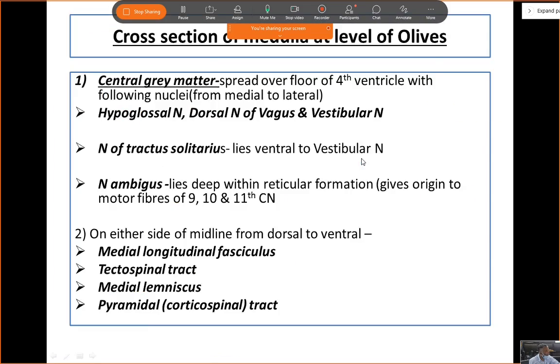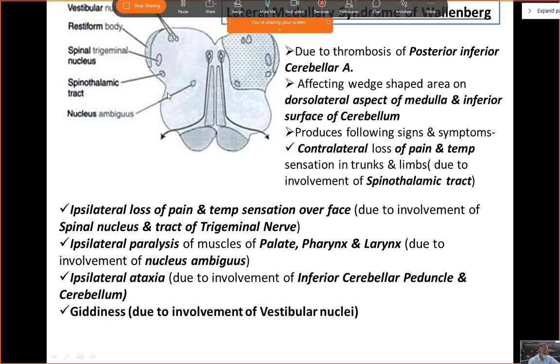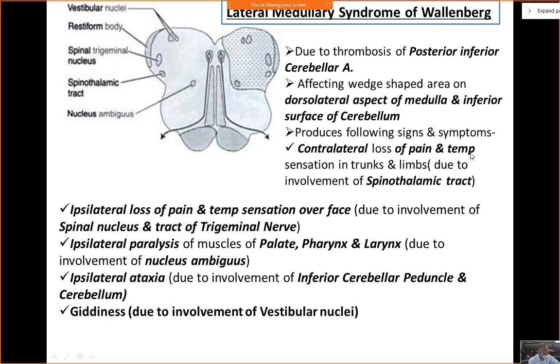So ultimately this is the spinothalamic tract. In the upper aspect, only these fibers will go as spinothalamic, meaning spinal cord to thalamus. All the sensory fibers will have to relay in the thalamus before relaying into the cerebral cortex. So contralateral loss of pain and temperature sensation in the trunk and limbs is due to involvement of the spinothalamic tract. Why contralateral? You have understood now?